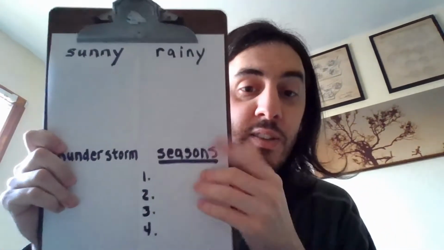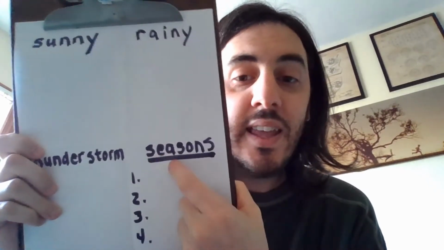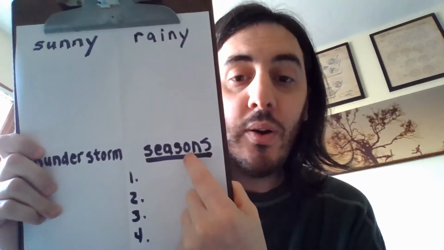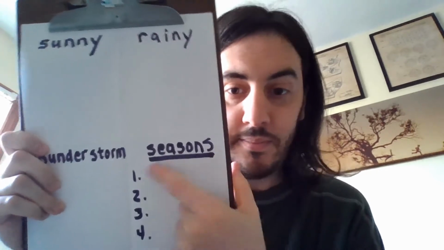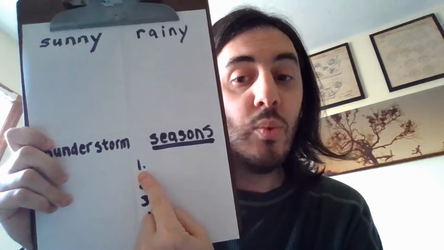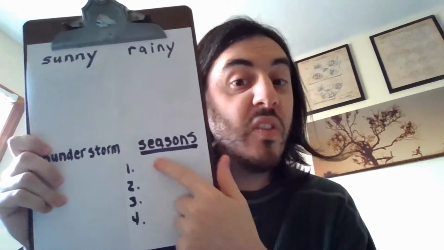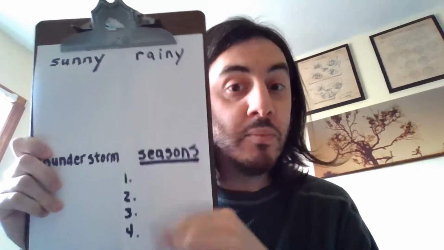So on this last rectangle, we're going to write seasons. It's going to be S-E-A-S-O-N-S. Go ahead and underline that one. Then number down to 1, 2, 3, 4. Now we already discussed those seasons, but we'll come back to this later.